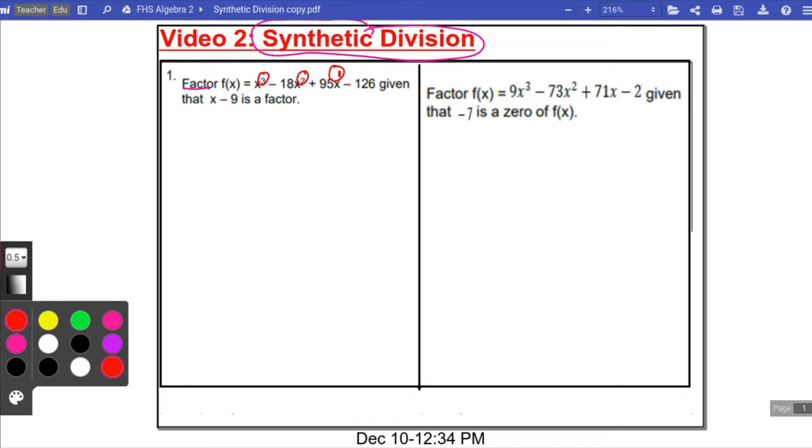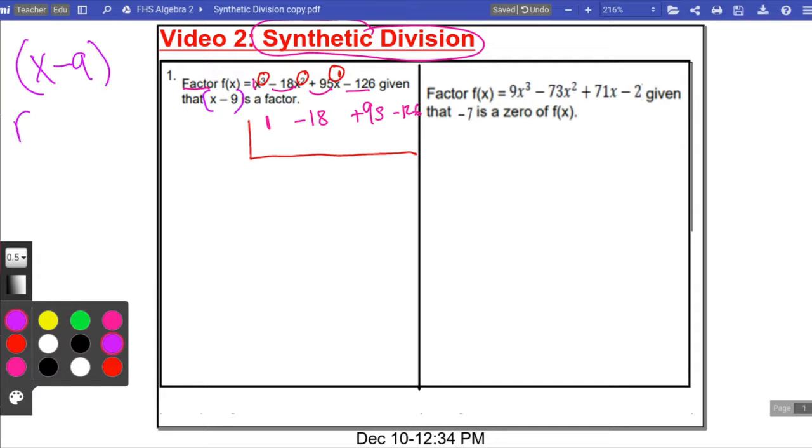All right, so now make your thing. Put your coefficients. There's a 1 right here. Negative 18, here it is. 95, here it is. Negative 126, here it is. And they gave me this as a factor, right? Like with parentheses. They didn't put the parentheses, but that was the same factor. So if I give you x minus 9 as a factor, then the root is 9, the opposite. So here it is, 9.